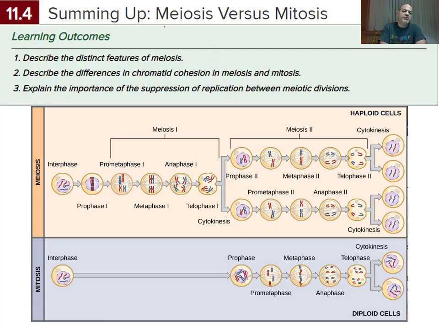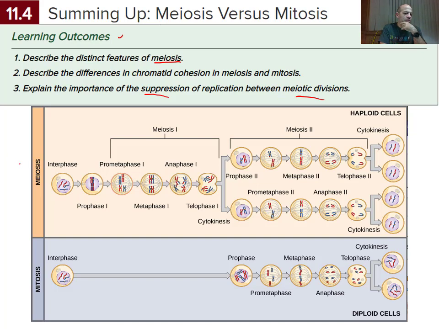So here we're going to do a comparison of meiosis and mitosis. Your learning objectives are to describe the distinct features of meiosis, then to describe the differences in chromatid cohesion in meiosis and mitosis, and then to explain the importance of suppression of replication between meiotic divisions. So go through meiosis 1, and before starting meiosis 2, we don't have another replication event that occurs.